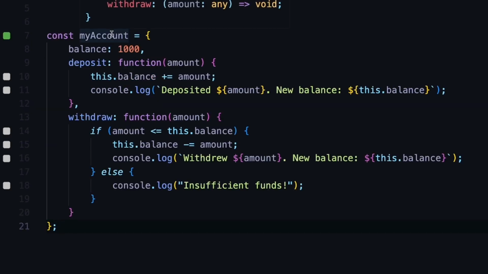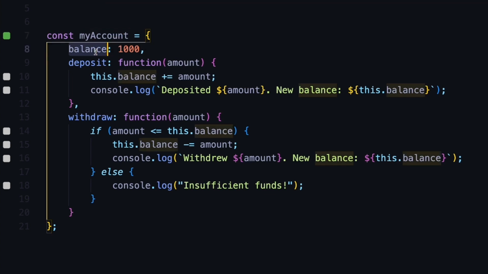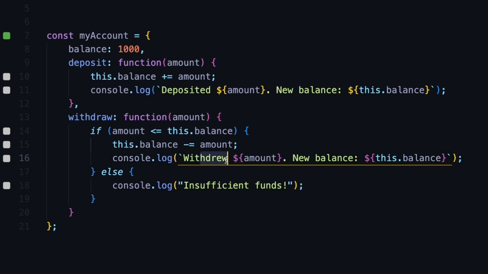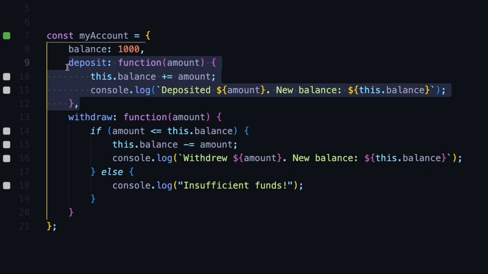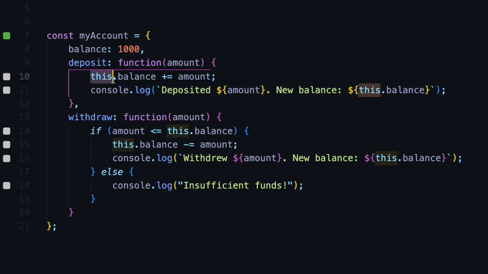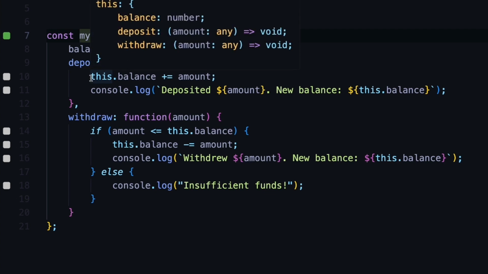Let's have a look at another example. Let's say we have this my account, which is a bank account, and you have the balance, which is how much money you have in this bank account. You have the deposit, which deposits money into this bank account, and you also have a withdraw method, which withdraws money out of your account. So when a function like deposit is defined in this class, you can use the this keyword inside of that function, and this will refer to this object, which is my account.